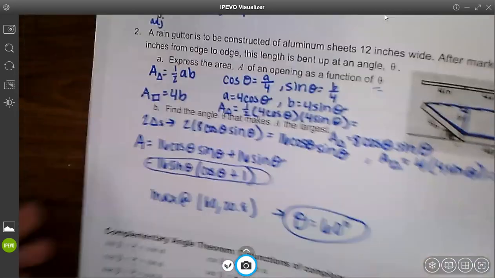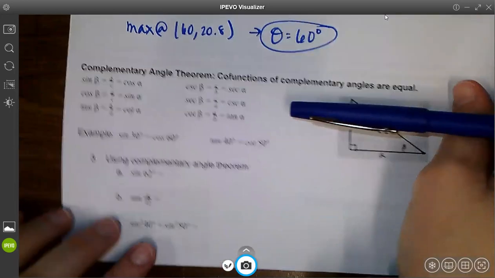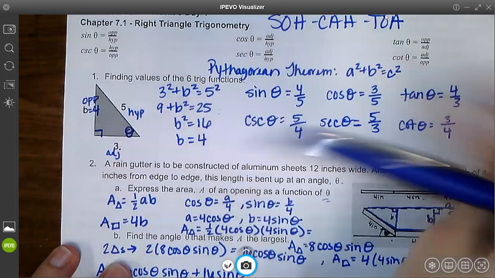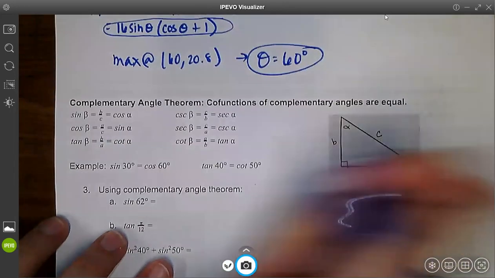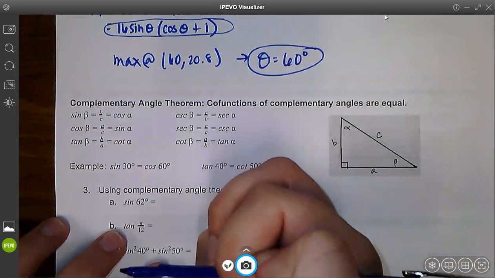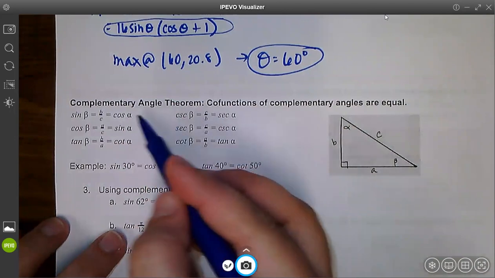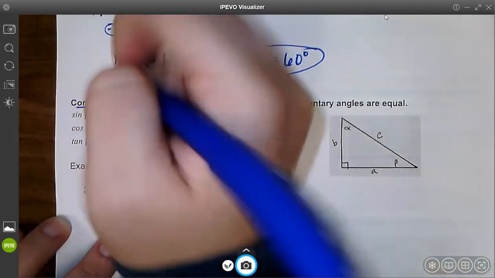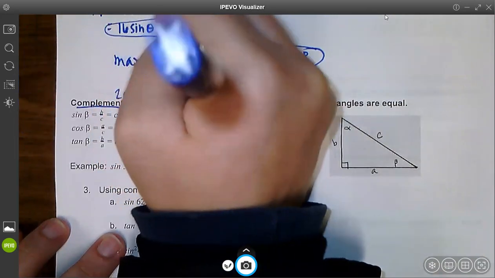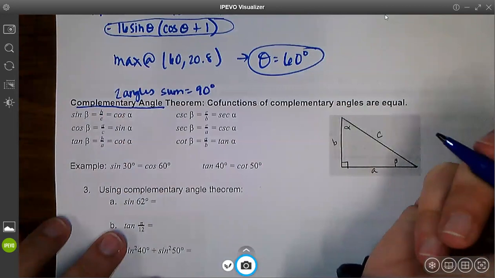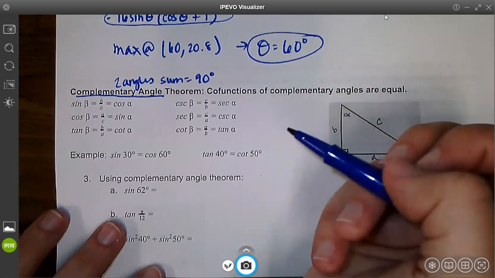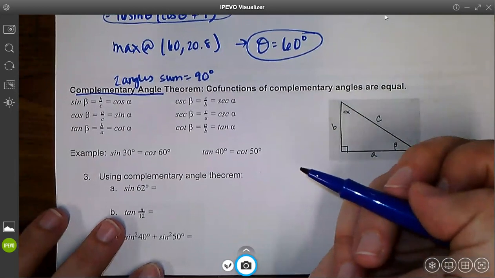Complementary angle theorem: cofunctions of complementary angles are equal. Cofunctions are a little different than our reciprocal functions, okay? Cofunctions are what you would think they would be: the sine and the cosine, the cosecant and the secant, the cotangent and the tangent. Remember that complementary angles are two angles where the sum is 90 degrees, a right angle. And cofunctions of complementary angles are equal.